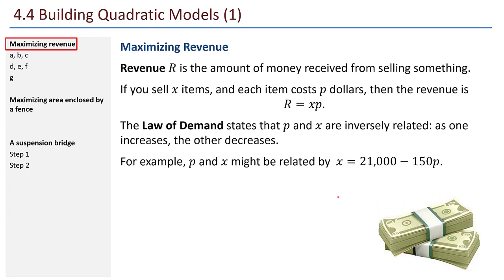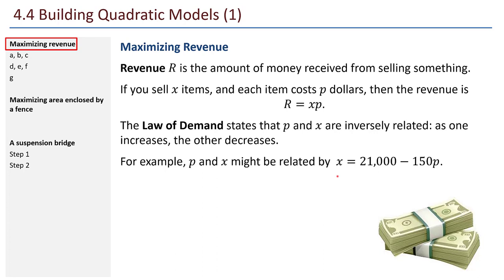You could imagine, for example, that P and X might be related by this equation. So look at this. X, which is the number of items sold, is 21,000 minus 150P. What this is telling me is that when P is small, like say close to 0, then my X is about 21,000. But as P gets larger, as the price increases, I'm subtracting more and more. And so the number of items sold will go down. So as P increases, my X decreases.